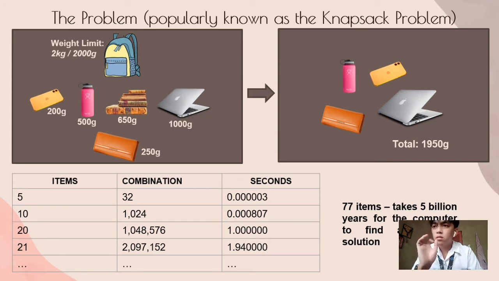So with 5 items, the number of combinations is 32, taking 0.3 seconds. With 10 items, the number of combinations is 1024, taking 0.807 milliseconds. It works like bits, binary bits. With 77 items, it takes 5 billion years for the computer to find an optimal solution.